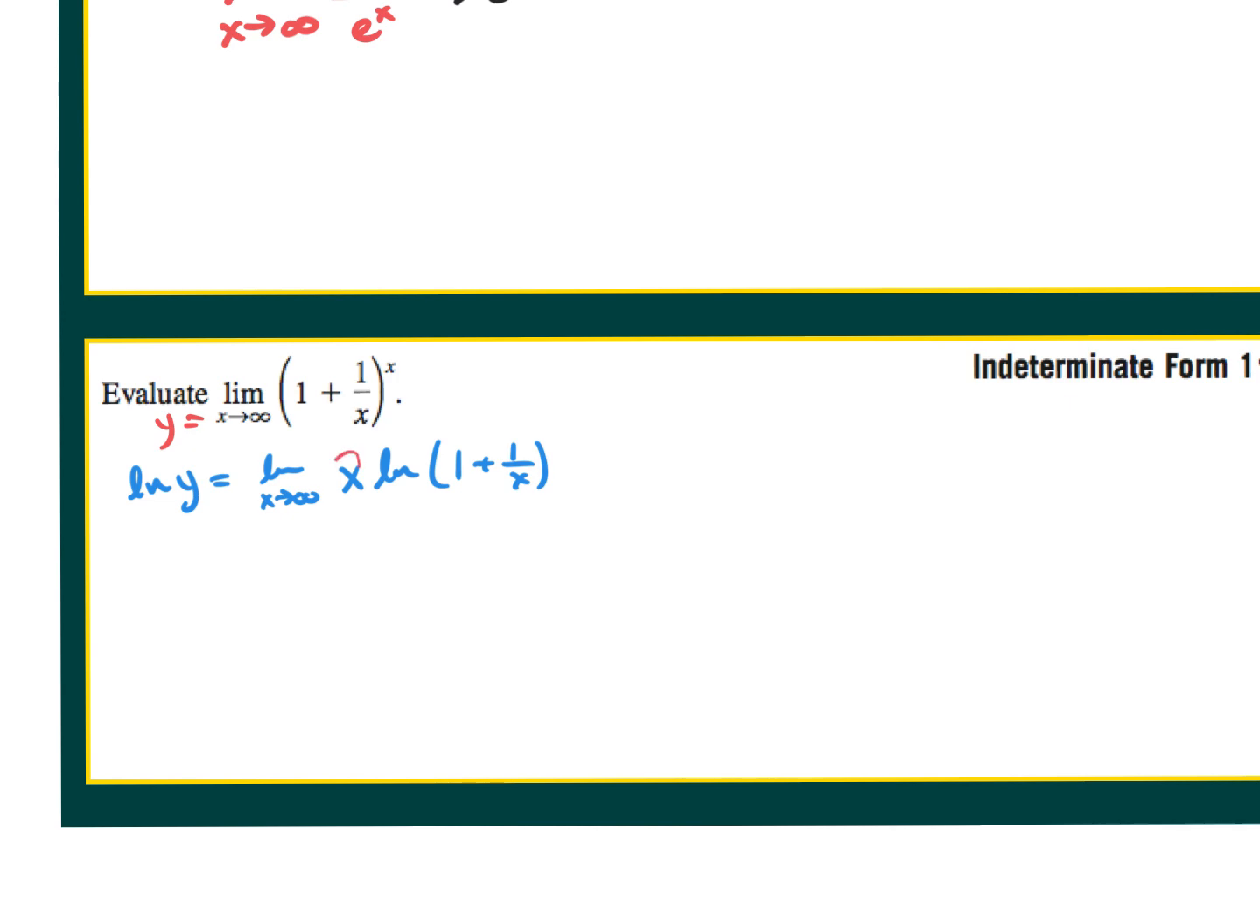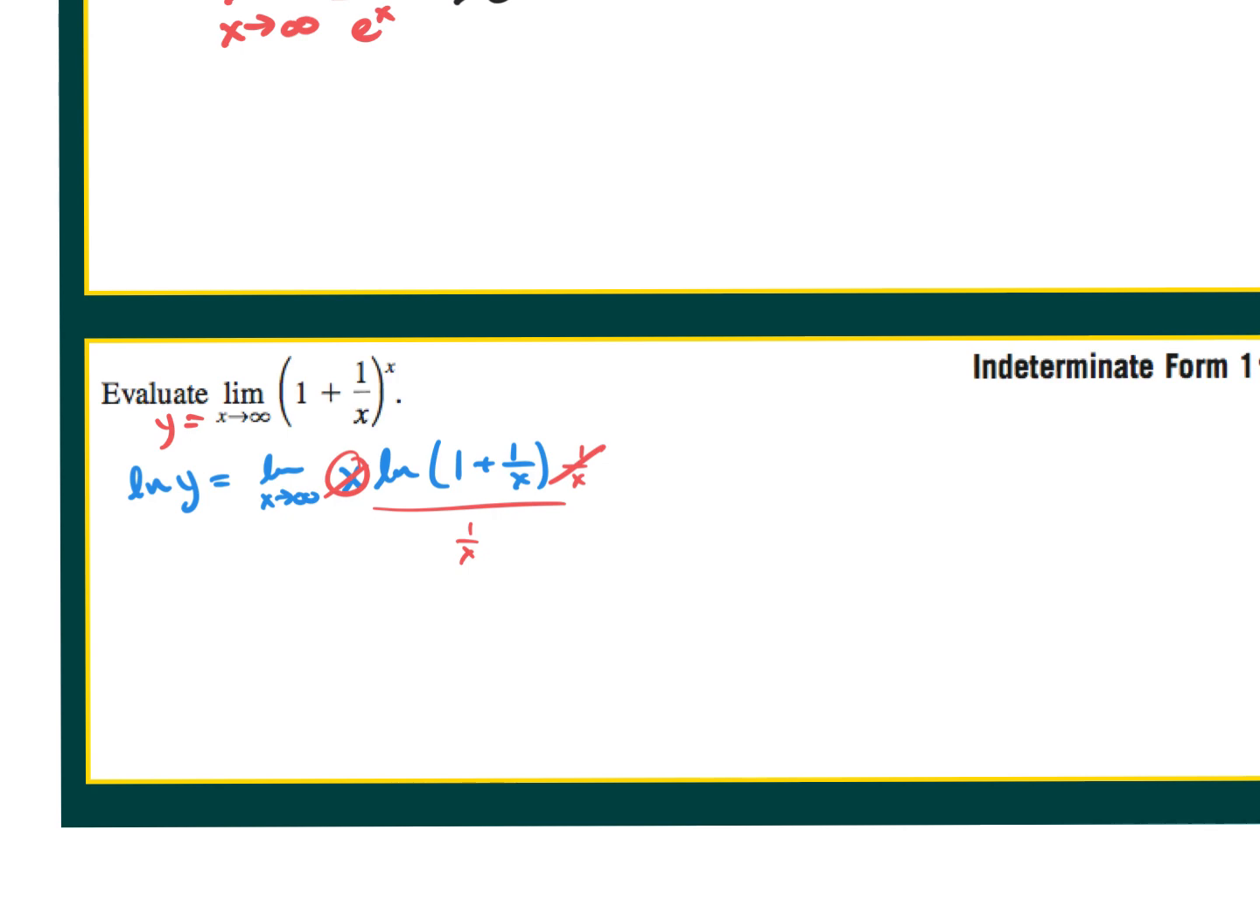So I need to get this thing in the denominator, basically. So we're going to multiply by 1 over x over 1 over x. And so now I manipulated it a little bit. So now I have natural log of 1 plus 1 over x, over 1 over x. Do we see how that worked there? All right, so now I am ready to L'Hopital.